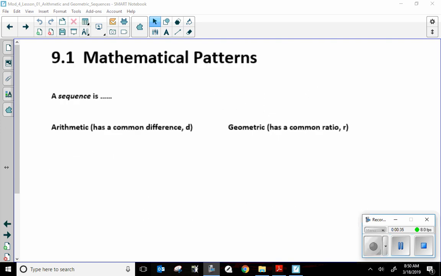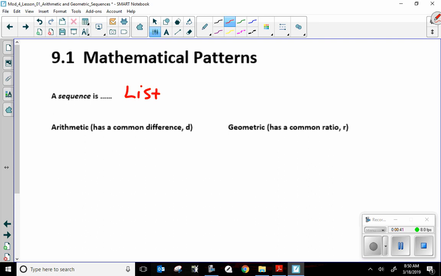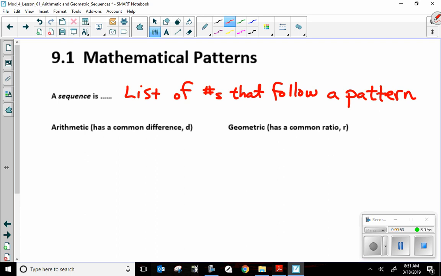So let's dive right in and just define what a sequence is. A sequence is a list of numbers that follow a pattern. A list of numbers that follow a pattern. Of course, we have two types of sequences that we're going to look at: arithmetic and geometric, all right?